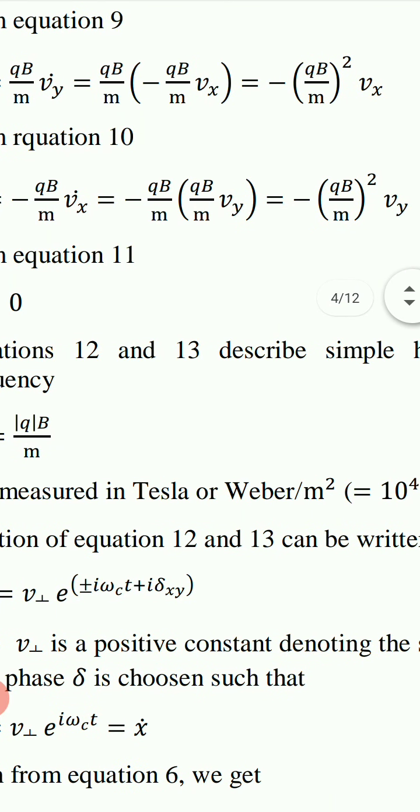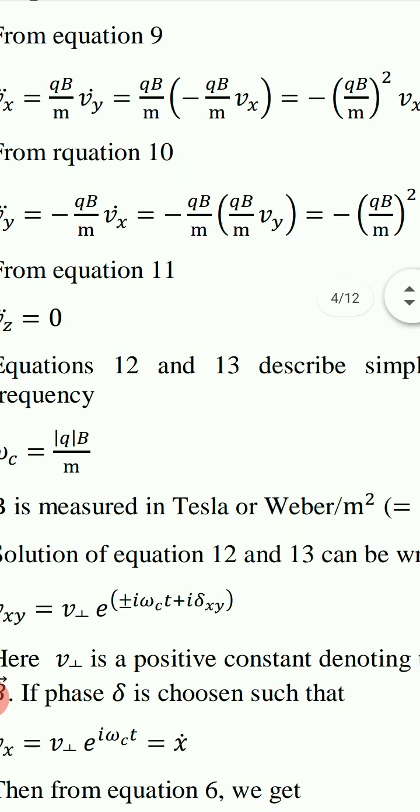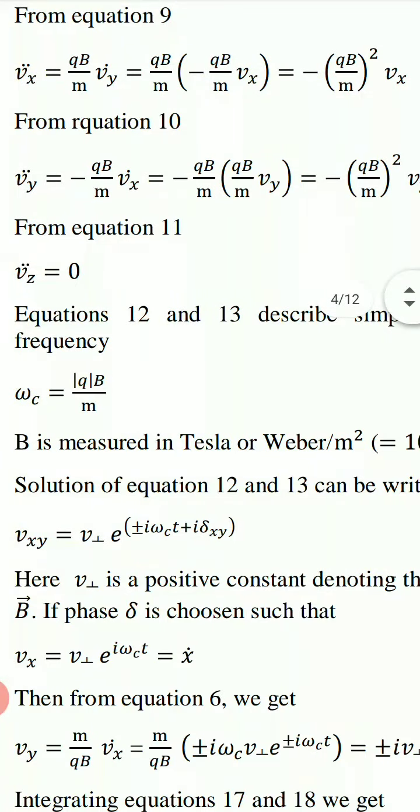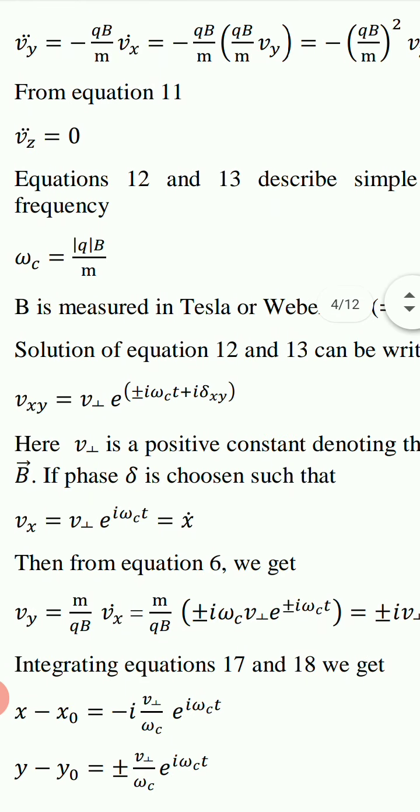We write qB upon m whole square as omega c square. Then the solution for Vx for this equation 12 is given by Vx is equal to V perpendicular e to the power i omega c t. Omega c is qB upon m. The solution is e to the power i omega c t, and there are two solutions. One is e to the power plus i omega c t, and the other is e to the power minus i omega c t.